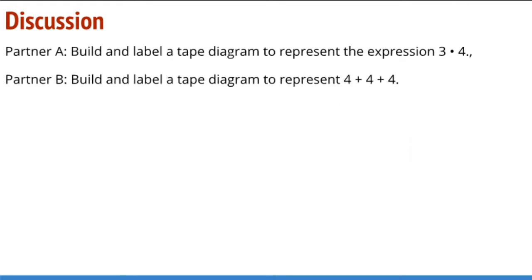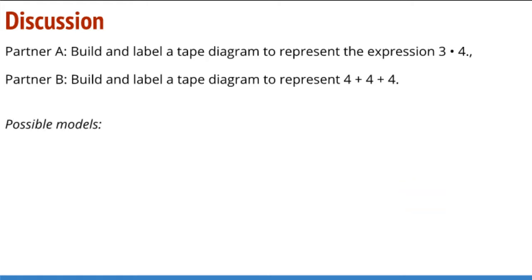So here we go with another partner build. And since you're probably doing this by yourself, go ahead and build both of these by yourselves. So build and label a tape diagram to represent the expression of 3 times 4. I'd like to point out that this little dot here means multiply. When we start using x as a multiplication symbol, it starts to get a little bit confusing because we're not sure if that's a variable or a multiplication symbol. So you'll start to see more advanced ways or different ways of representing multiplication. So go ahead and build your diagram for 3 times 4 and 4 plus 4 plus 4.